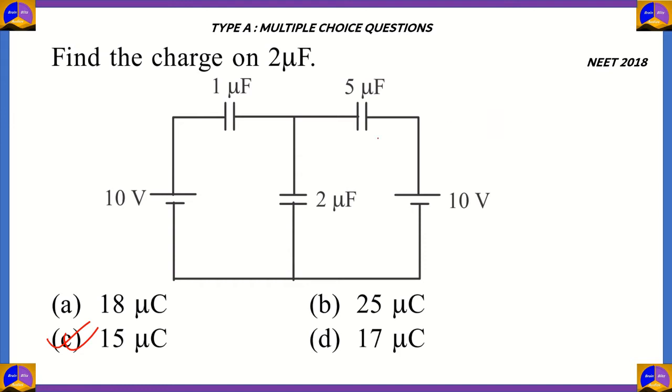The important thing is to find out the endpoints of the wire that contains the 2 microfarad capacitor. Take one of the voltages as V and the other voltage as 0, and then we apply the law of conservation of charge, that is Q1 plus Q2 plus Q3 equals 0. Then you take Q as CV and find the voltage. After finding the voltage, just multiply the capacitance in question times the total voltage to get the total charge on the given capacitor, which in this case is 2 microfarad. So option C, 15 microcoulombs, is the correct answer.